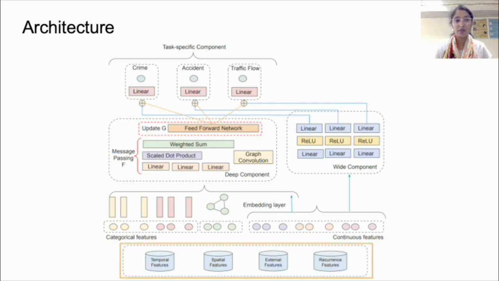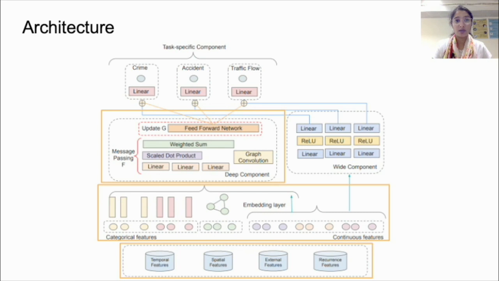So at first we consider different features such as temporal, spatial, external, and reference features. In the next block we consider the embedding layer, which comprises categorical features and continuous features, and these embeddings are passed to the deep network. This deep network is shared between different tasks, and it comprises a transformer model that is used to extract spatial and temporal information.